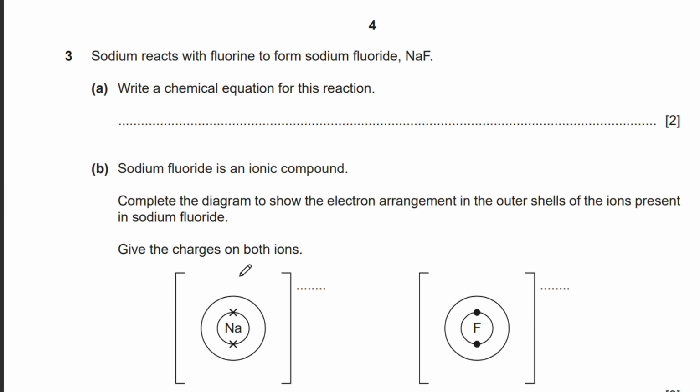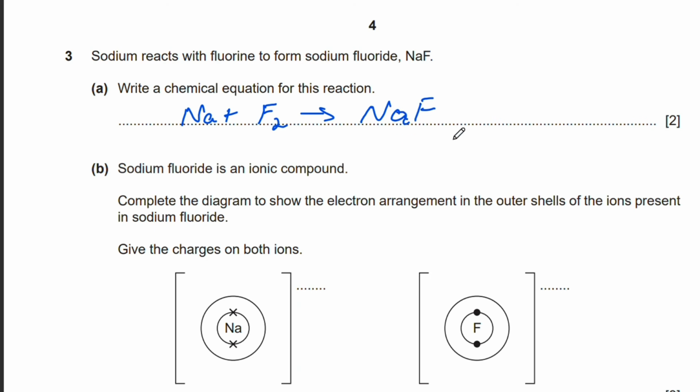Coming on to the next question. Now, sodium reacts with fluorine to form sodium fluoride, NaF. Now, you all know NaF is an ionic compound. Write the chemical equation for this reaction. So, for this you write sodium, fluorine is F2. So, that gives NaF, which is sodium fluoride.